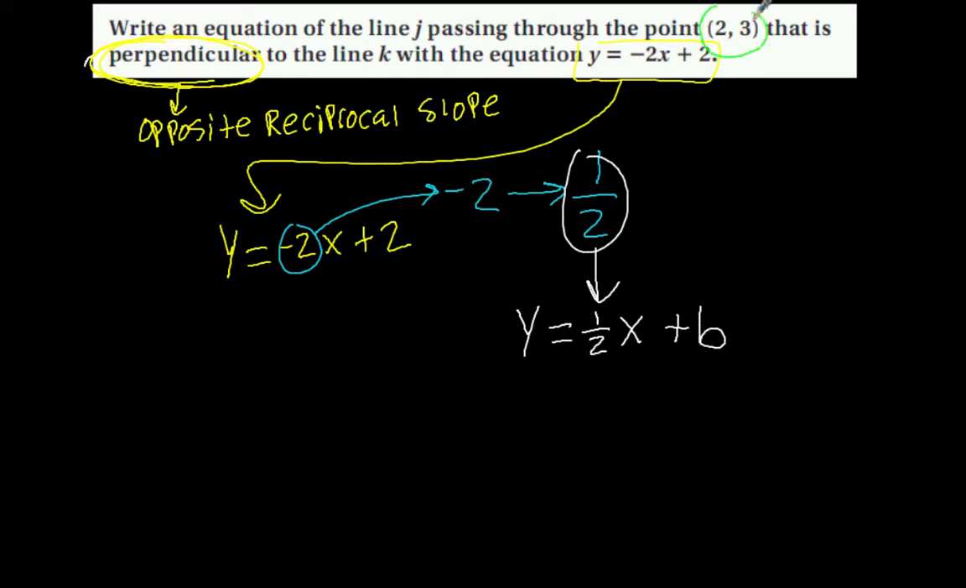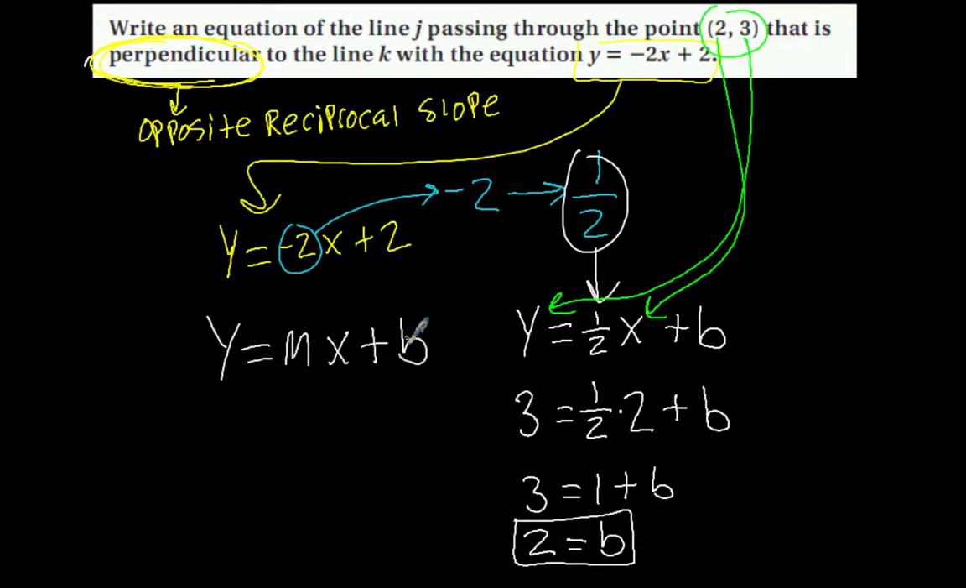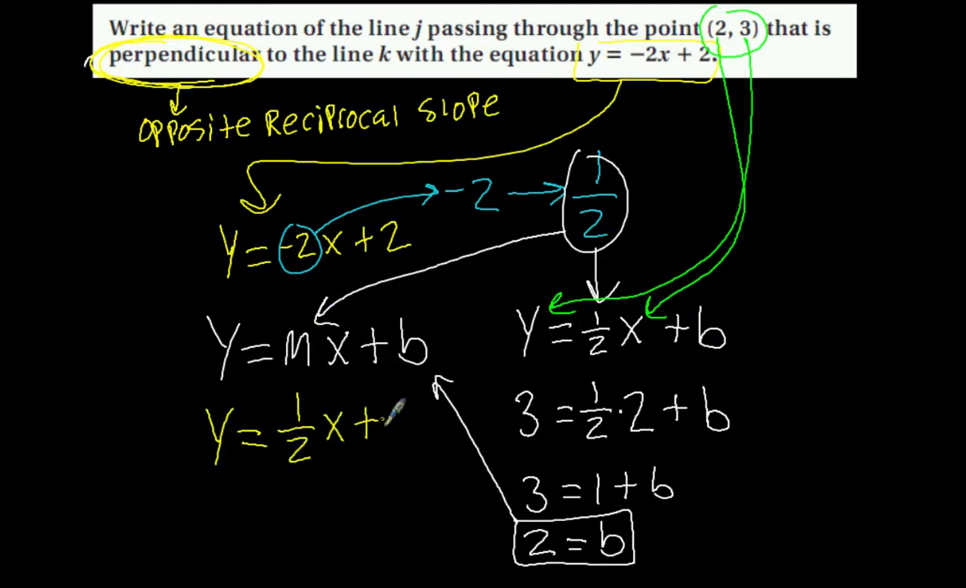We know that it's going to be 1/2, but we're going to use this point, plug in 3 for y and 2 for x. Then we can solve for b. So plug it in, and then we're going to have b left over. We solve for b. We get b equals 2. And then I have b, I have my slope, and I can plug it into y equals mx plus b. 1/2 and then 2. y equals 1/2 x plus 2 is the perpendicular line to the other line.